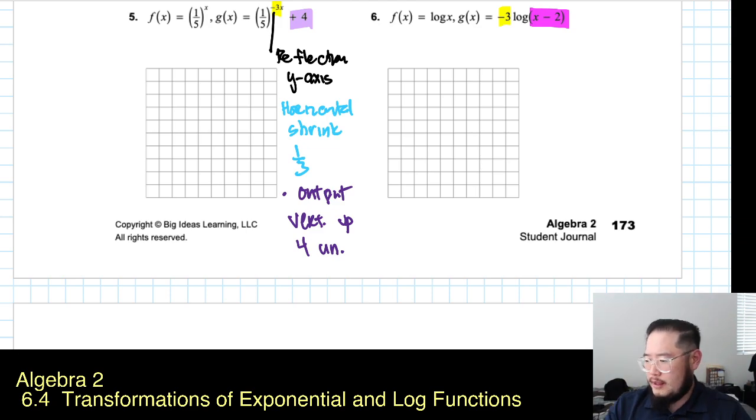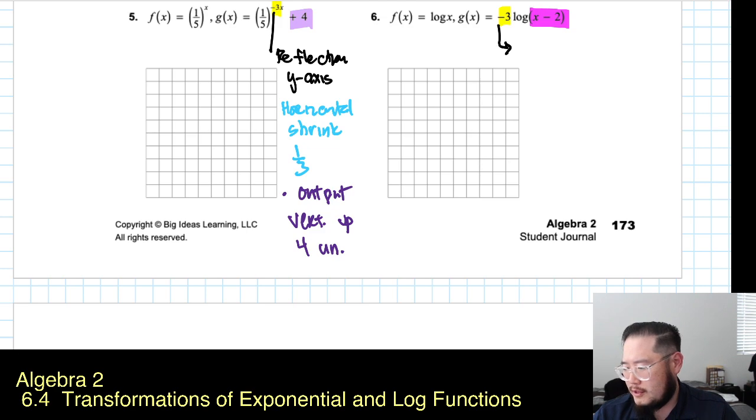That -3 should stand out to you. Okay. 1, the negative, it's attached to your output. It's on the outside. So that -3 is your reflection. But this time, this is for the x-axis. We have the 3 that's out in front. That right there will represent you have a vertical stretch. And that vertical stretch of 3 units.